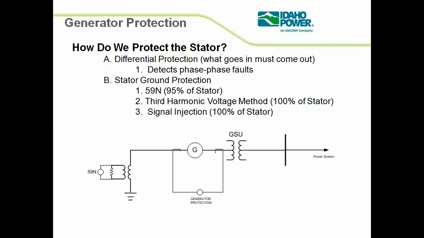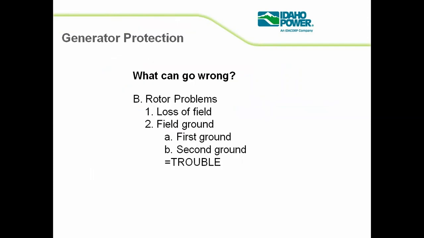So you can see that when the stator winding of the generator gets damaged due to any reason, in order to protect the stator winding, we basically use the differential protection scheme or a stator ground protection scheme.